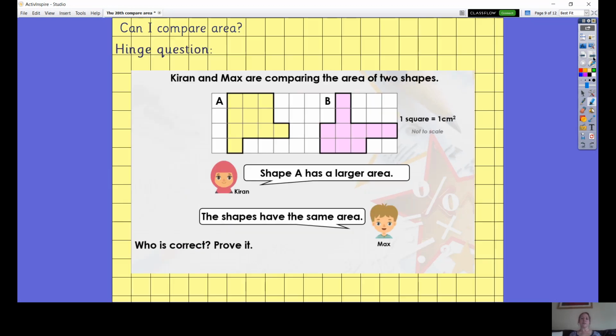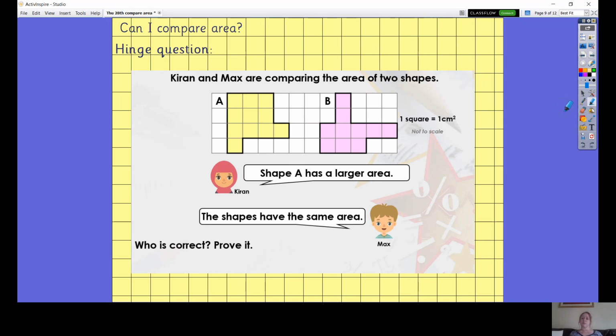So this is your hinge question. This is a bit in class where you'd be sat with your whiteboard and you'd all be showing me your answers. Hopefully you will be very soon. So Kieran and Max are comparing the area of two shapes. Kieran says, shape A has a larger area. Max says, no, the shapes have the same area. Who is correct? Prove it.